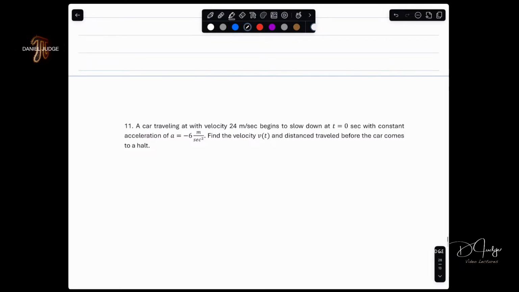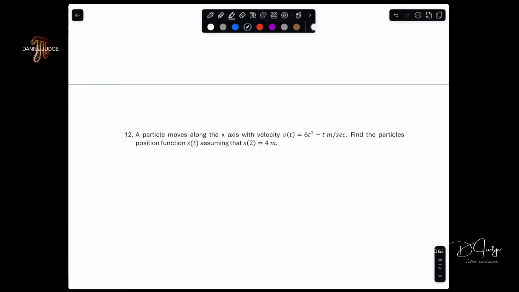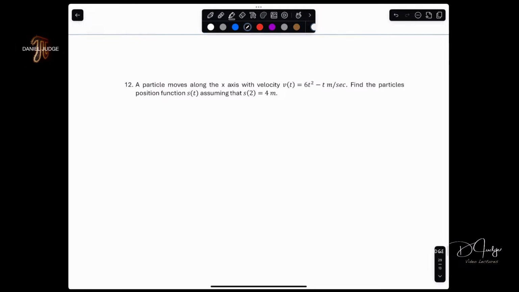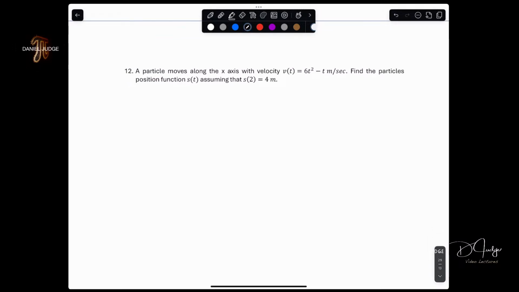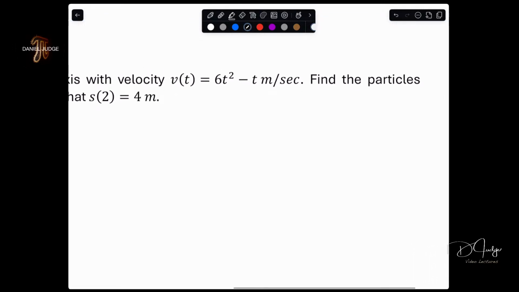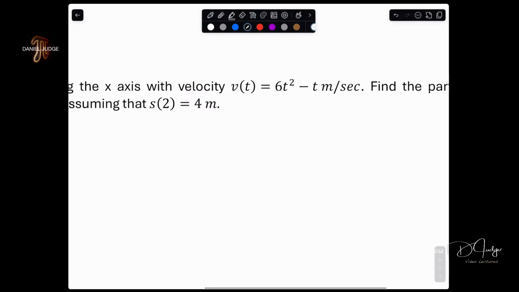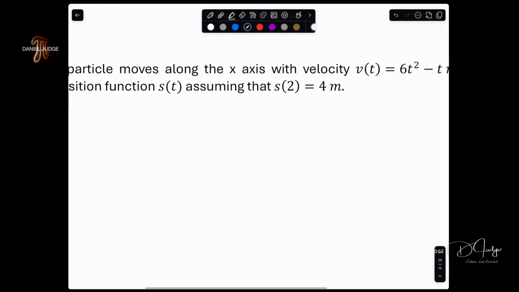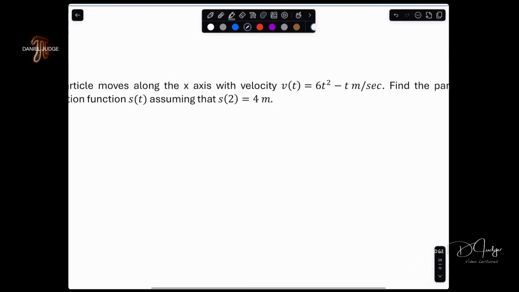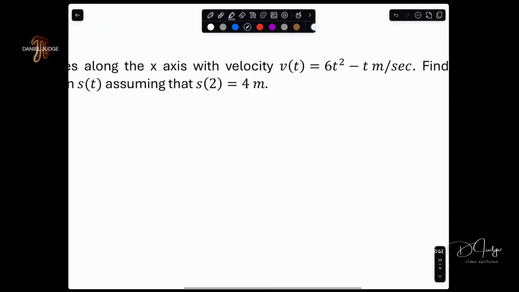Okay, I think we did 11 in class, which means we're going to try 13 or 12 here. All right. So we did 11. We're going to do 12, 13, and 14. And there you go. So, okay. So now this is another particle moving along the x-axis. Horizontal, particle movement along a line is what I want to say. And they're saying you have a velocity of 6t squared minus t, and that's measured in meters per second. Find the particle's position function, s of t, assuming that s of 2 is 4 meters. That's a position at 2 seconds.